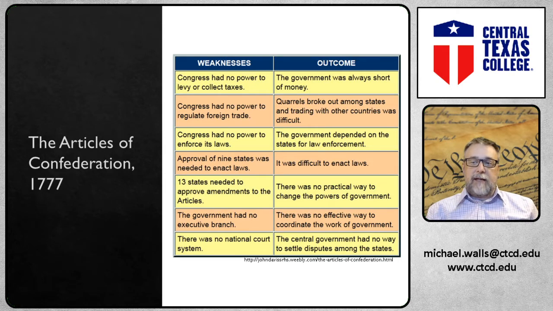The executive branch just didn't exist. There was no person or even a little tiny group of people to make sure everything was being done, and they didn't really have a court system. How did they settle disputes among the states? Well, they tried to do that in this Congress, and it didn't work. So this was a huge problem.